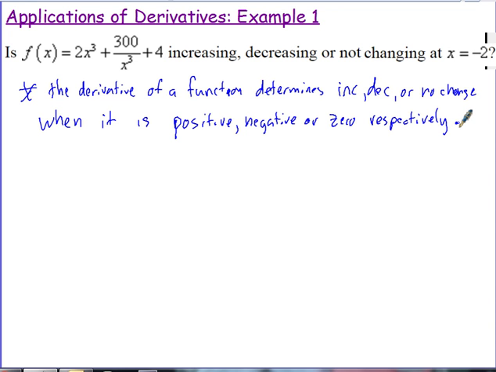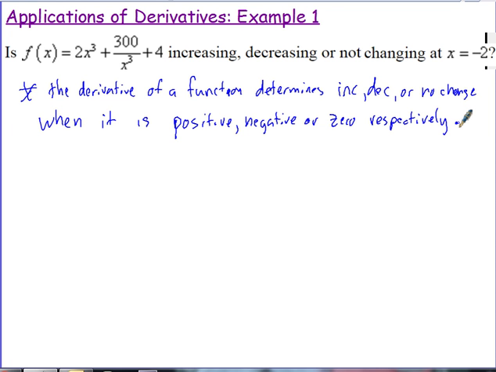Okay? So the derivative of a function determines whether it is increasing, decreasing, or no change at all when it's positive, negative, or 0. So when they're asking, hey, is the function increasing? They're asking me, is the derivative positive? If they're saying, hey, is the function decreasing? They're asking me, is the derivative negative? And then no change, remember, we're finding the slope of a tangent line. Slope is called rate of change, right? How it's changing. No change means that the slope would be what? 0.